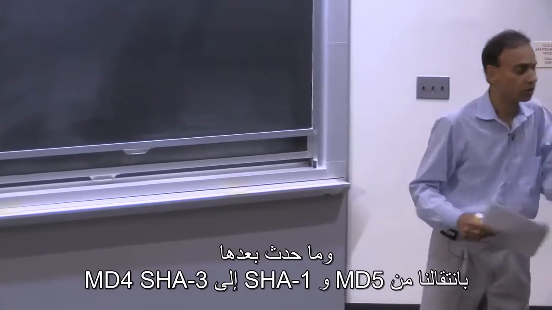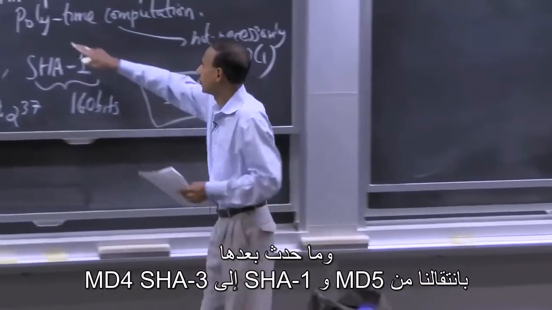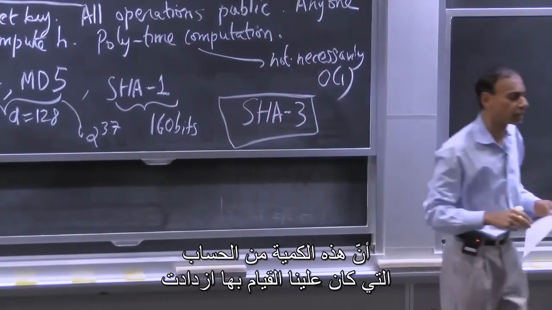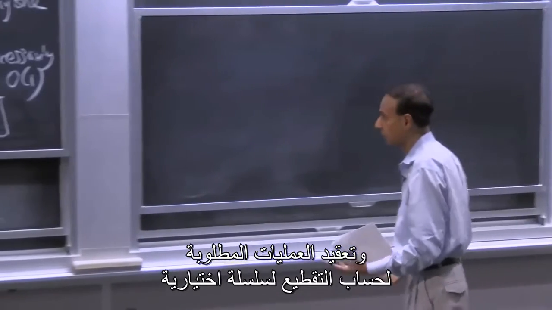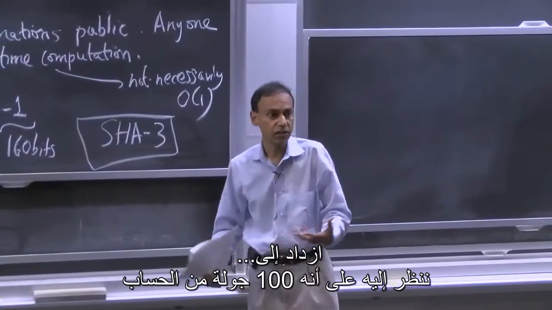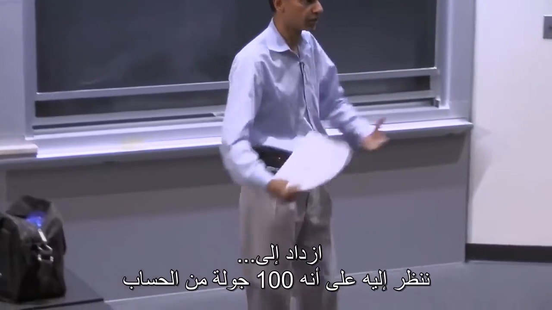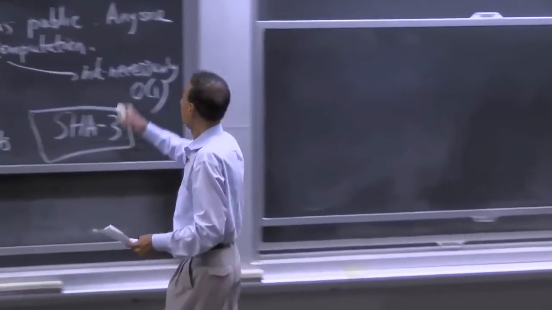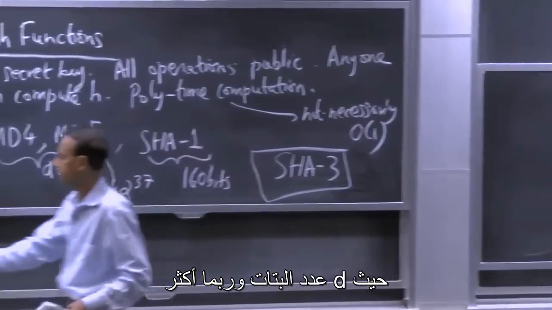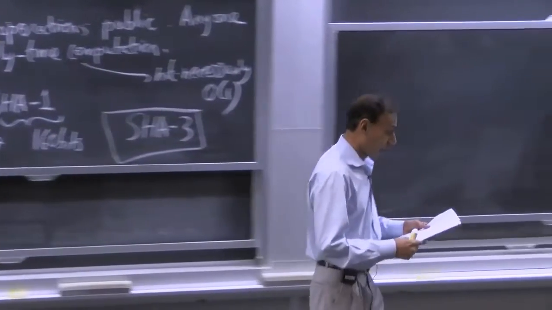And what happened along the way, as we went from MD4, MD5, SHA-1 to SHA-3, is that the amount of computation that you had to do increased, and the complexity of operations that you had to do in order to compute the hash of an arbitrary string increased to the point where you want to think about this as 100 rounds of computation, and certainly order d computation, where d is the number of bits, and perhaps even more. Right? So it's definitely not order 1.